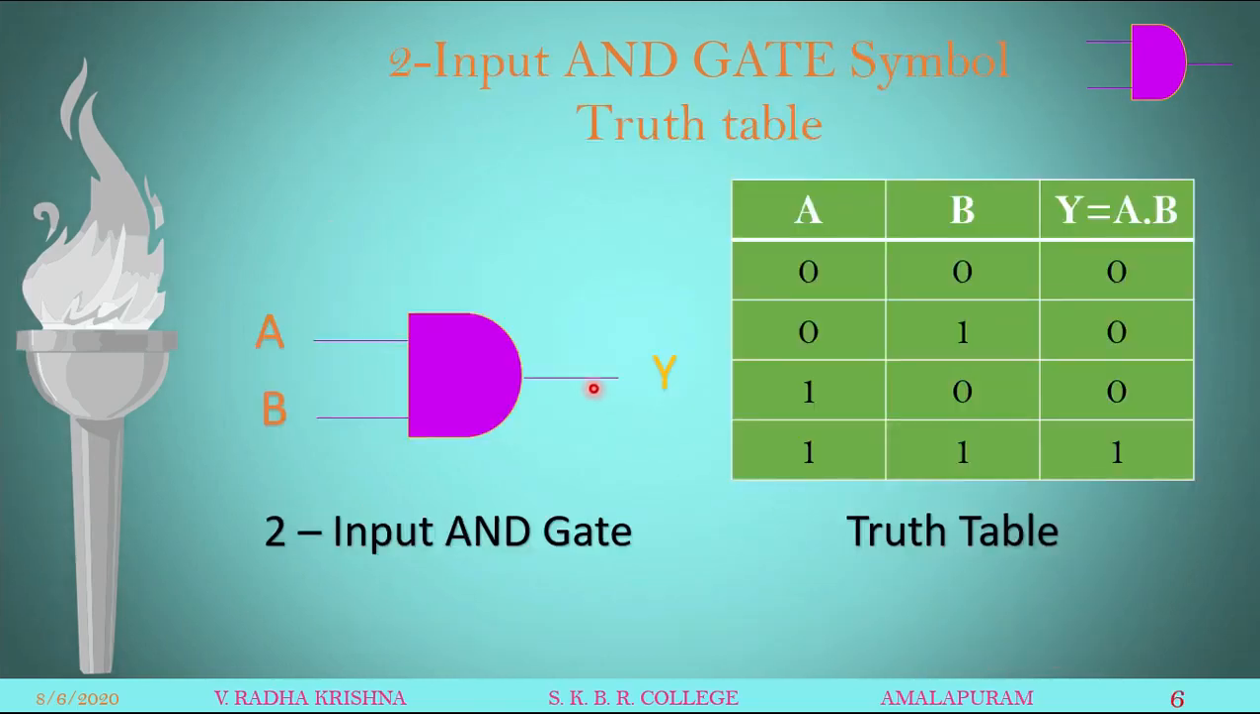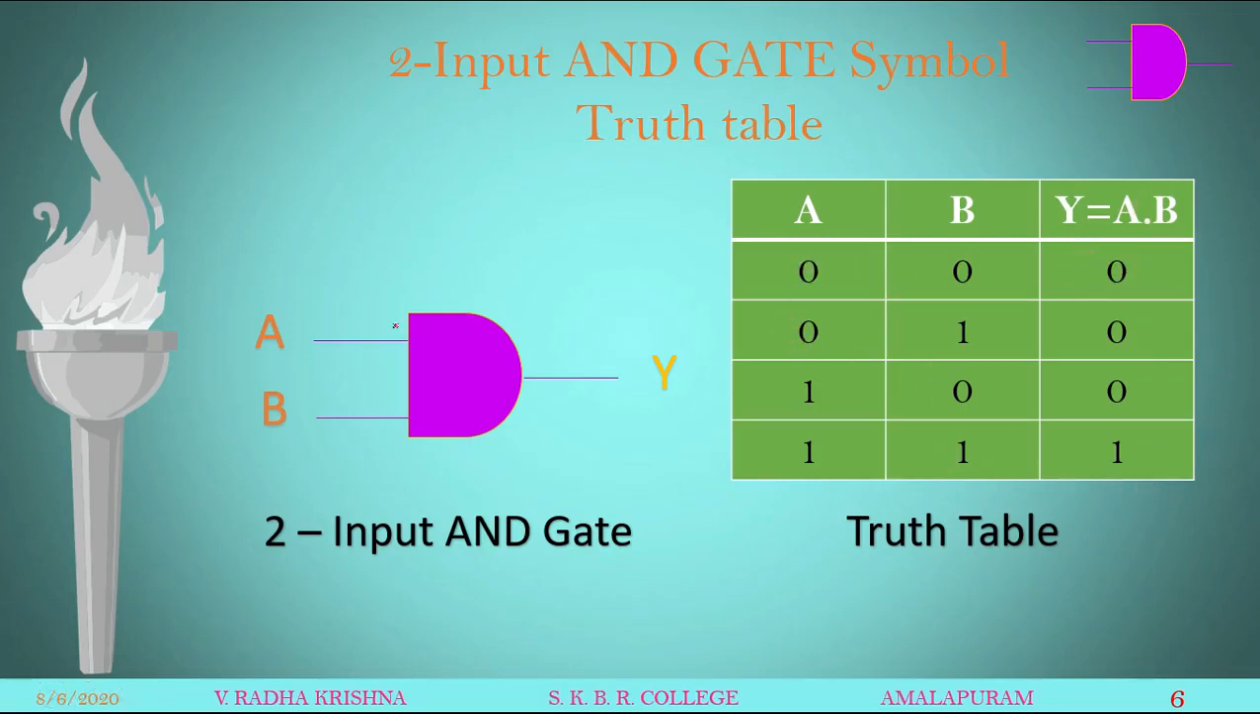It is the two input AND gate. A, B are the inputs, Y is the output. This is the logic symbol of a two input AND gate. It is the truth table. A, B are the inputs. These will take the values 0 or 1. So, we get 4 possible combinations for AB inputs: 0 0, 0 1, 1 0 and 1 1. Let us calculate the output of the AND gate for each combination.